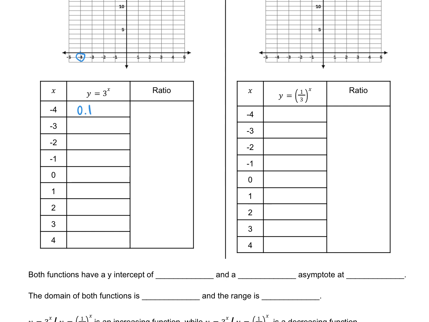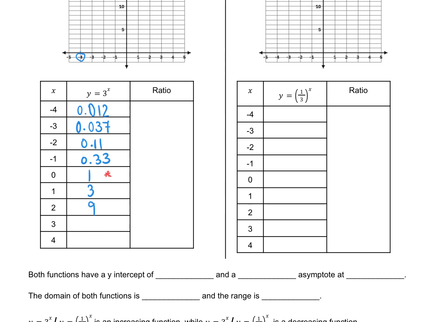I'm just going to round it to 0.012. 3 to the power of -3, 0.037. 3 to the power of -2, 0.11. 3 to the power of -1, that's just a third, right, because of the reciprocal of the base. That's 0.33. Anything to the power of 0 is 1. There's that y-intercept.